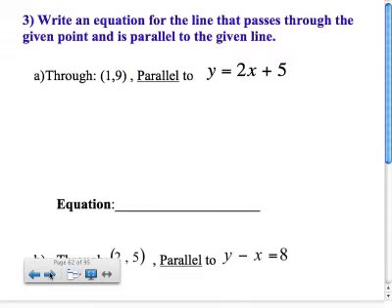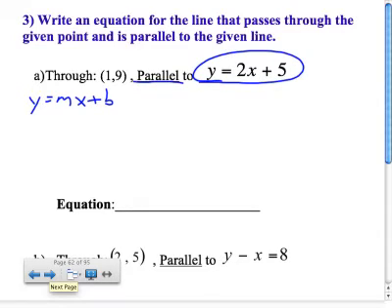It says write an equation for the line that passes through the given point and is parallel to the given line. So understand the process here now. Write the equation. It doesn't say what form, so most of the time we're going to use y equals mx plus b. Now by me telling you it's parallel to this line, you know that means those two lines have the same slope. So the slope of the line they give you is positive 2. Therefore, you know the slope of your line is positive 2, so you have y equals 2x plus b. I give you an x and a y.